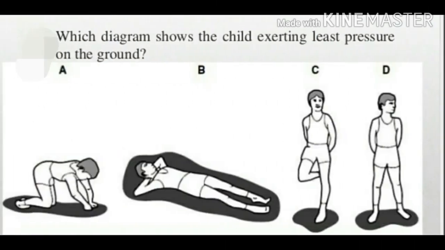Children, look at this diagram. Now can you guess which of these pictures represents least pressure on the ground? Yes, your guess is right. The picture B represents least pressure on the ground. Reason is, the larger the area of contact, the lesser will be the pressure.